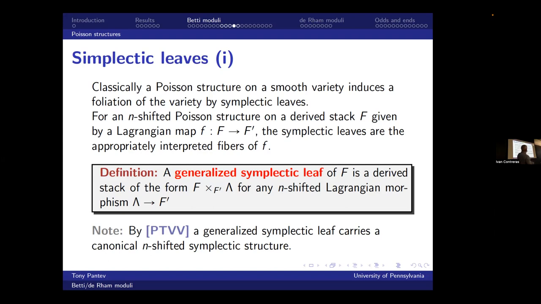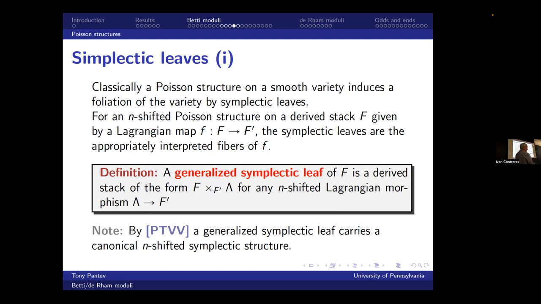In the same way, you can have a symplectic derived stack that maps to a Poisson stack, so that the pullback of the Poisson structure is the Poisson structure on the source. And the map can have non-trivial fibers. So you get many more symplectic leaves, which are not necessarily embedded in your derived stack. So a generalized symplectic leaf is defined as follows. A Poisson structure, as I said, is coming from a Lagrangian structure on a map from F to something symplectic, and a generalized symplectic leaf of that Poisson structure is defined as a Lagrangian intersection of F with some other Lagrangian. And as I said, there can be many, many different Lagrangians. They're not necessarily subs.